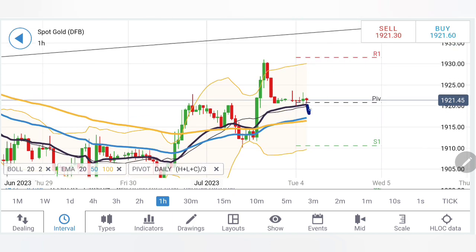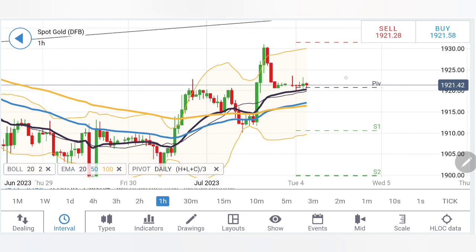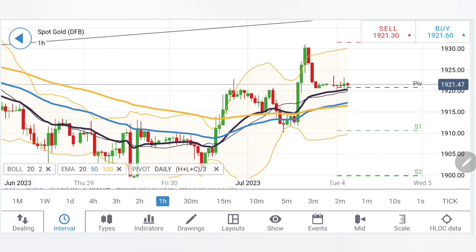Right now also, if you look at the 20, 50 and 100 period moving average, here is the crossover and all the three are trading parallel on the hourly charts. This is a good indication as of now. Also, you can look at 1920, which was the earlier resistance. Now it is acting as a support here.